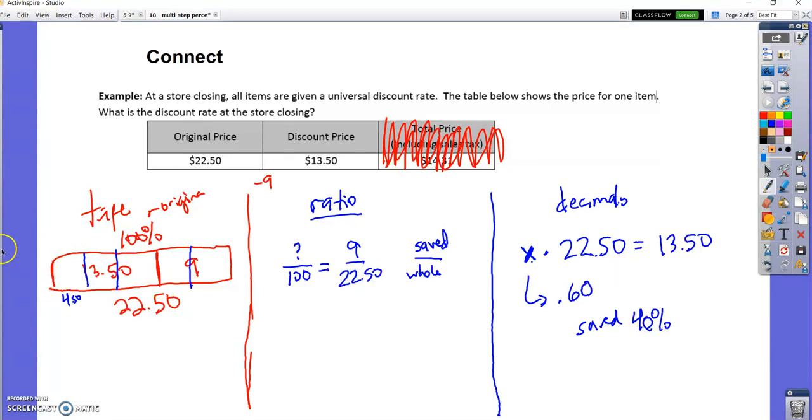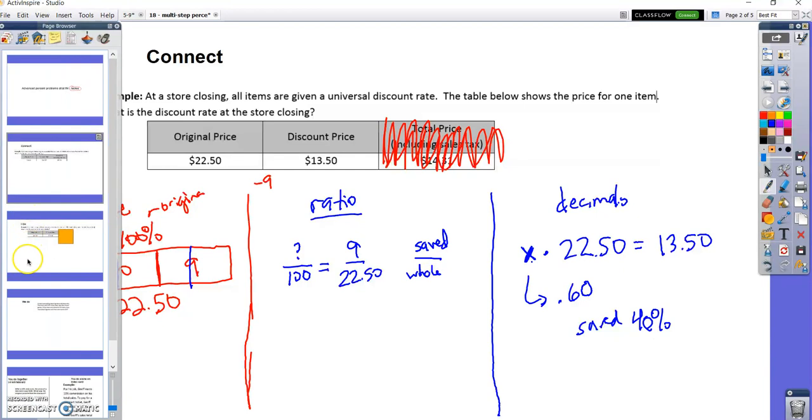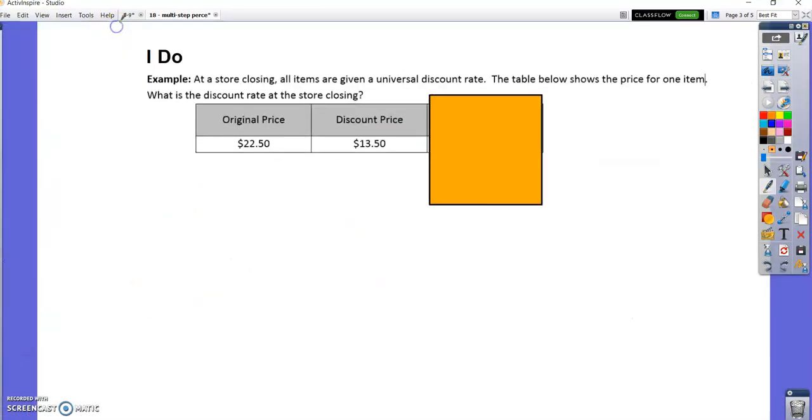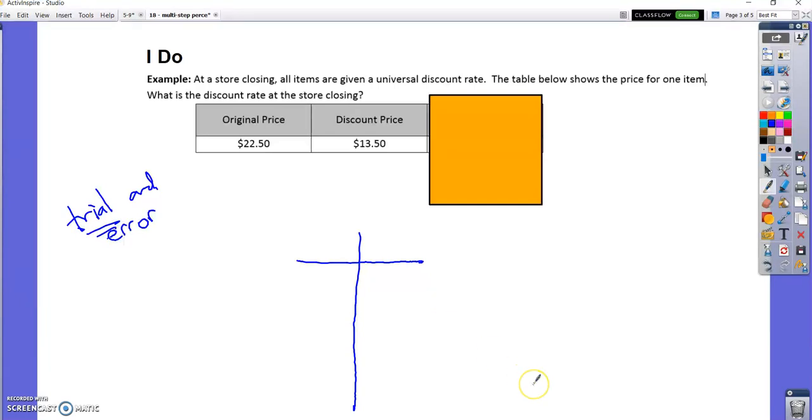Today I just want to solve this with the idea of a table. A lot of times when I use these tables, what I really like about this is it's sort of like trial and error. I'm just going to make a guess, a trial, and see if it's right. I may need 3 columns for this one.